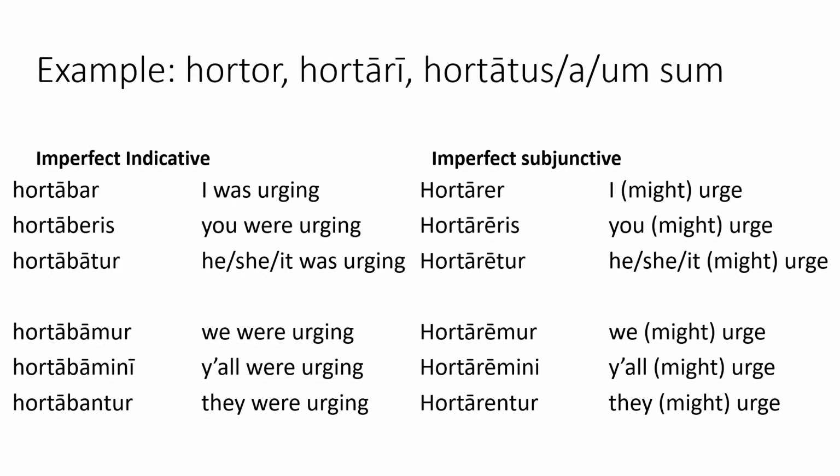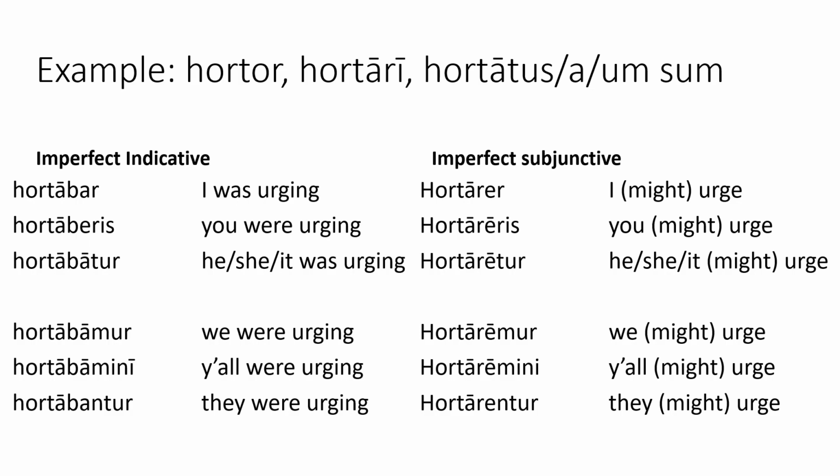Now on to the imperfect in the indicative and subjunctive. Just like with regular verbs, the imperfect indicative is formed by adding the imperfect endings, ba, baris, etc., to the stem of the verb. So for hortor, hortari, the imperfect indicative is as follows: hortabar in the first person singular, hortabaris in the second person singular, hortabatur in the third person singular, hortabamur in the first person plural, hortabamini in the second person plural, and hortabantur in the third person plural. It would be translated as I was urging, you were urging, he, she, it was urging, we were urging, y'all were urging, and they were urging.